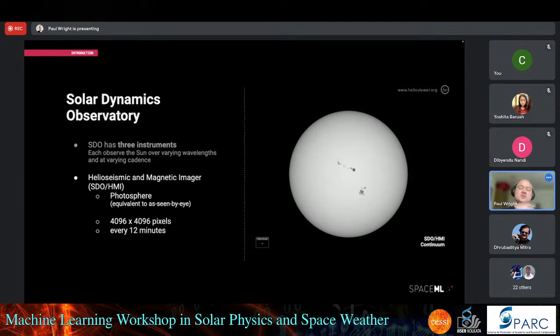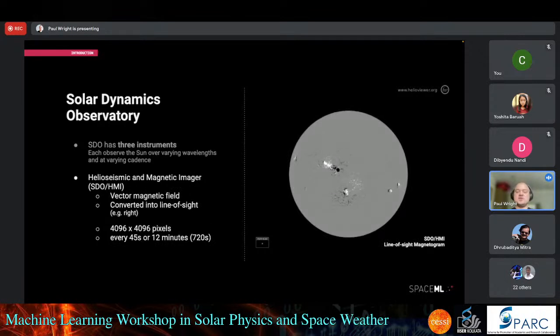So to talk more about the features across a wide range of scales, while we know sunspot groups can persist for many weeks, these convection cells last tens of minutes. So depending on your use case, you may require different resolution and different cadences of SDO data.